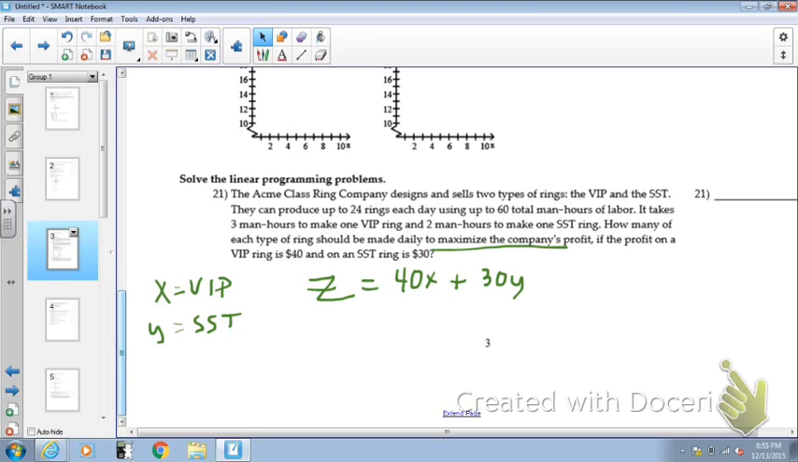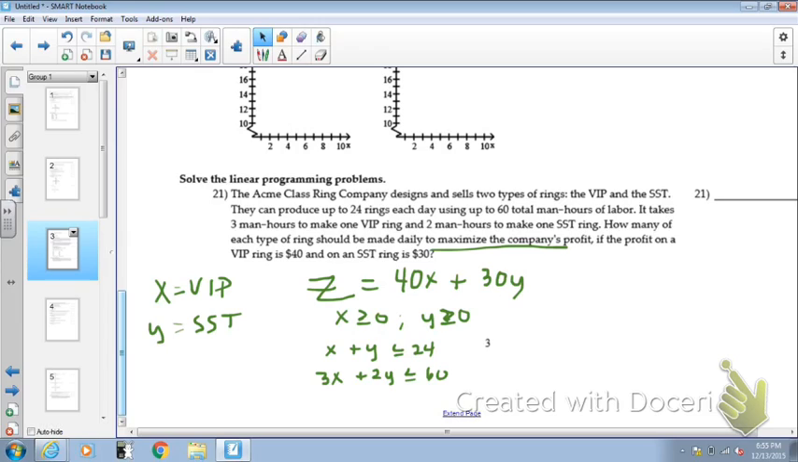And then I need my constraints. Well, I know that I can't have negative rings, so I'm going to have X is greater than or equal to 0, and Y is greater than or equal to 0. I know that at most they can make 24 rings, so X plus Y has to be less than or equal to 24. And I know that they only have 60 man-hours to work. It takes 3 hours for ring X, and it takes 2 hours for ring Y, and at most that can be 60. So there are my constraints.